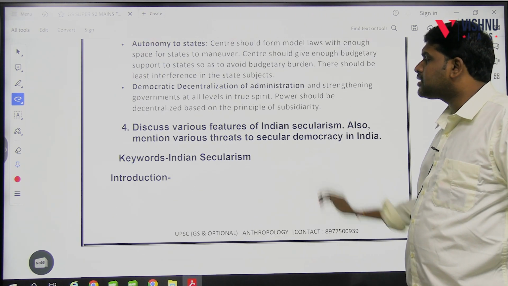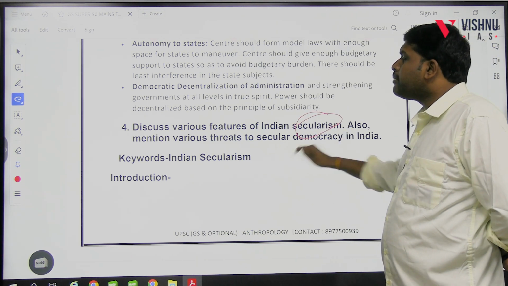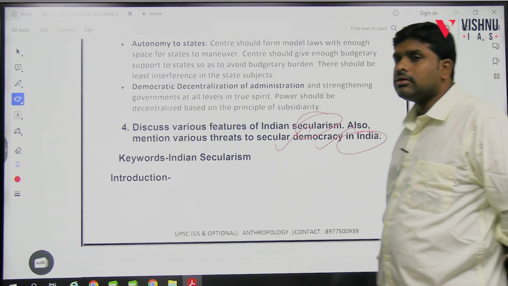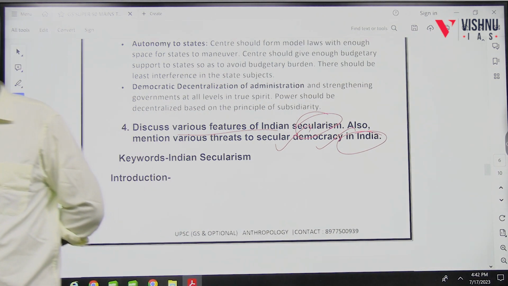Strengthening of interstate councils. Discuss various features of Indian secularism. Mention various threats to secular democracy in India. Discuss various features of Indian secularism.